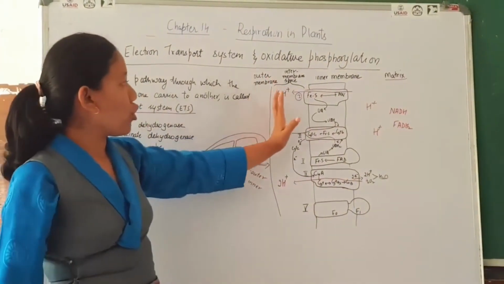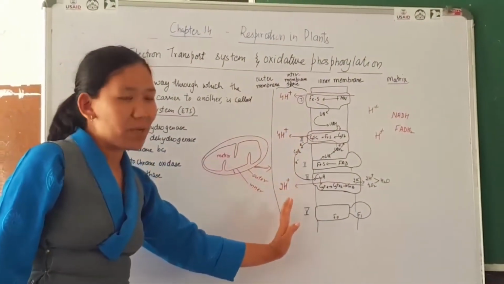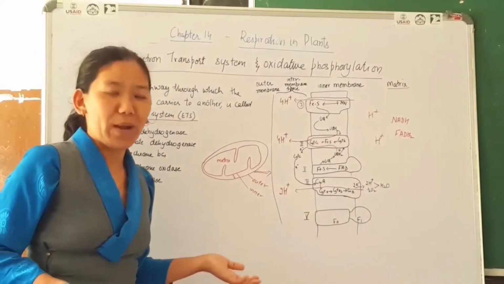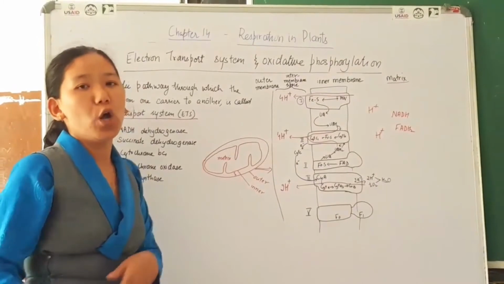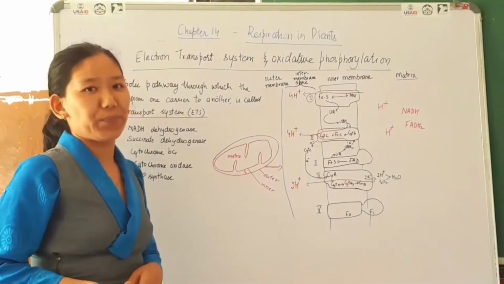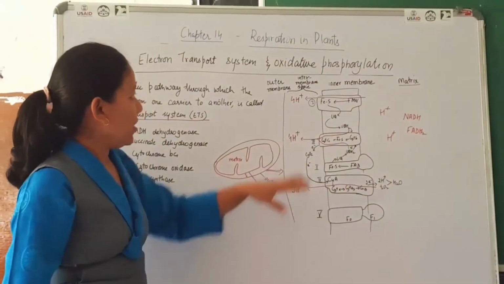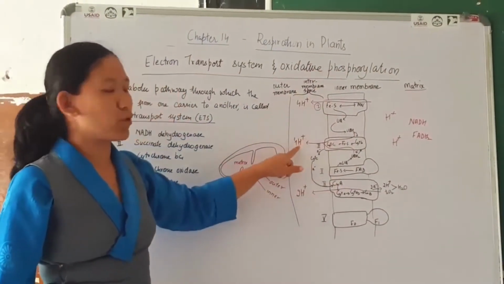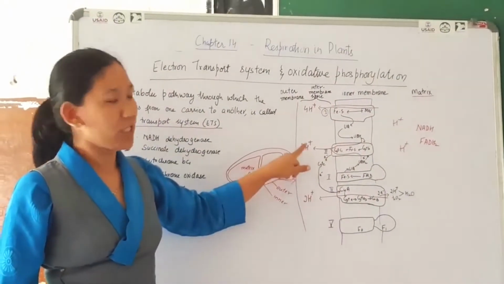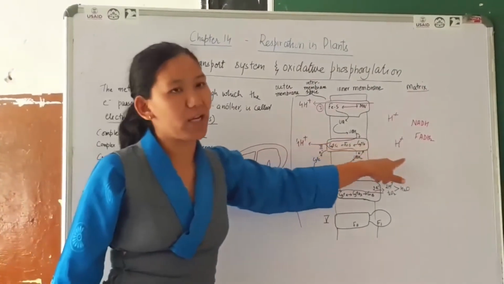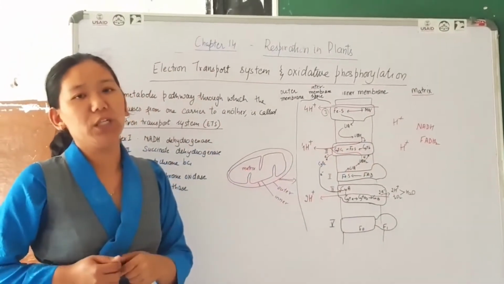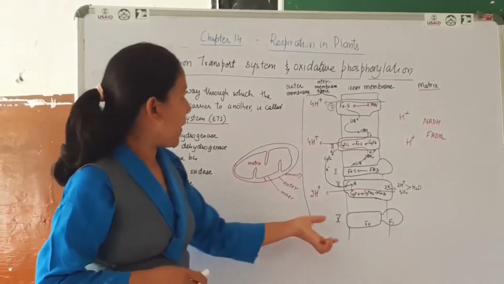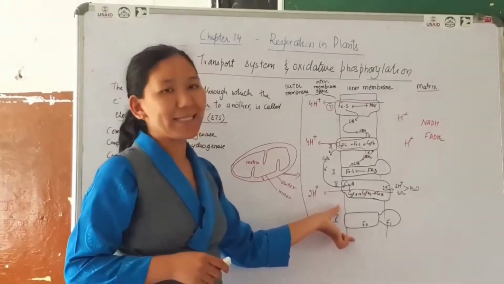The protons in the intermembrane space, which are at higher concentration, by nature tend to move towards the lower concentration area. But the mitochondrial membrane is impermeable to these protons, yet they have to be transported back to the matrix. So how is it possible? It is possible through another complex called ATP synthase.